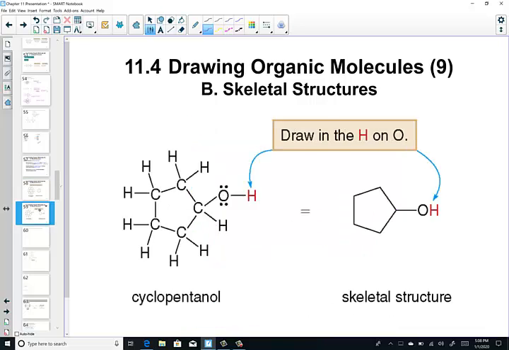If I have a cyclic structure that has a functional group, we show that functional group. We are not allowed to eliminate that. So here I have a cyclopentane, and it has an alcohol functional group. The OH is the alcohol functional group. Notice how it's ending in ol.